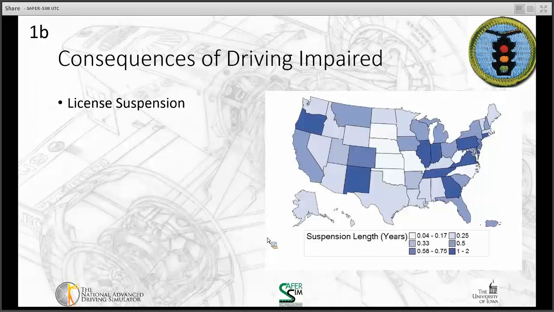And there are some states that do have requirements. You retake driver's education courses to learn about the rules. But you see there's quite a difference across the country in terms of what those levels are. Here in Iowa, it's 90 days.